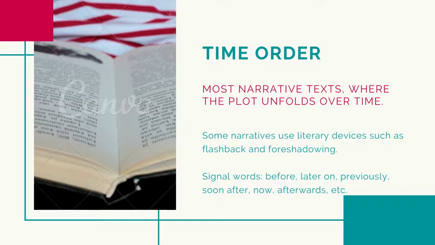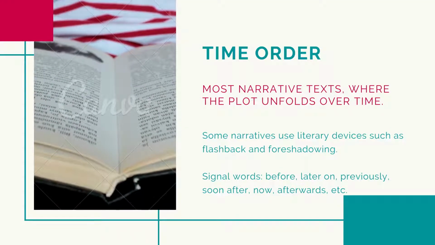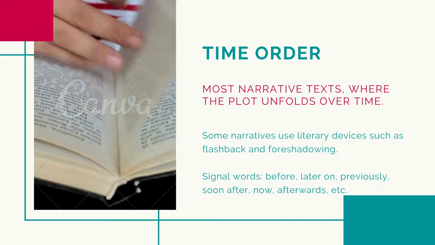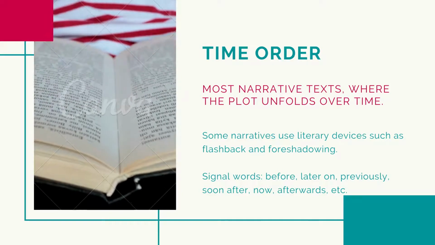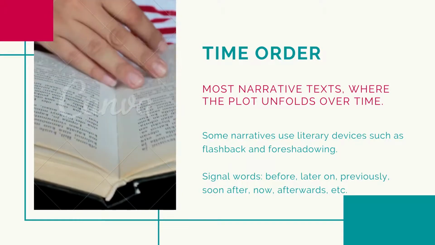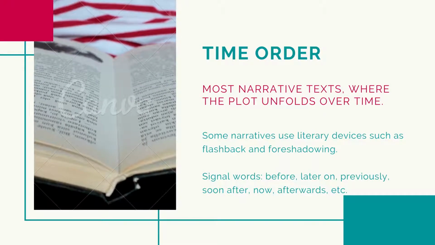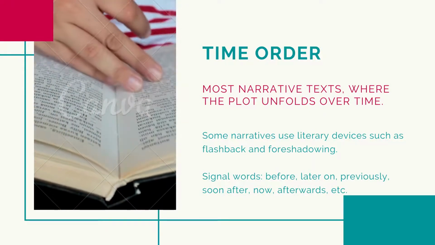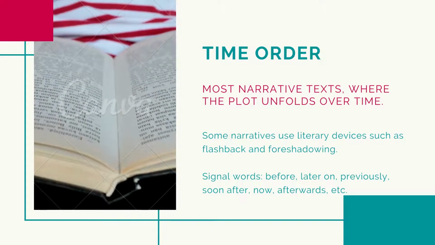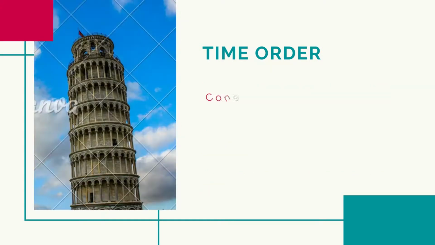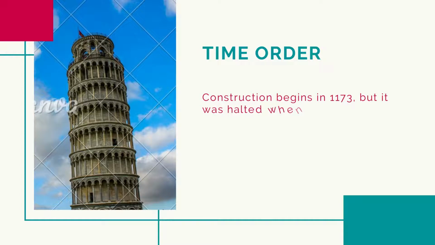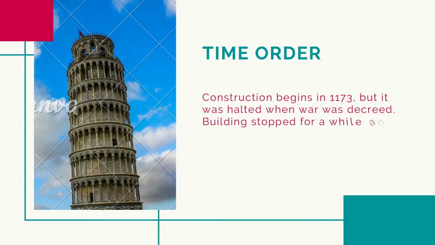Time order text patterns are mostly observed in narrative text since the events and actions are unfolded over time. There are techniques used by writers to make the narrative exciting and more appealing instead of just stating events in a linear way. It is done through flashbacks and foreshadowing. Look at this example. Read it and identify the characteristics of a text pattern evident in this excerpt.